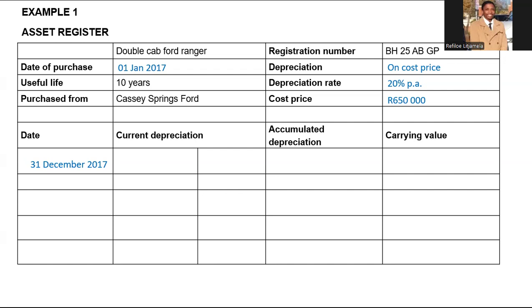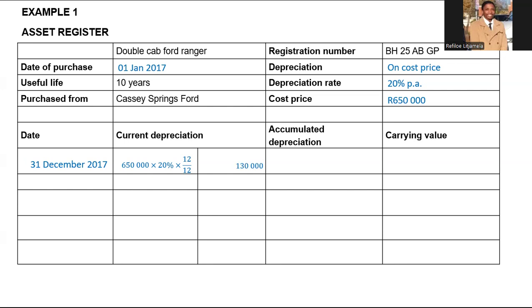Because we have used it for the whole year, we have to depreciate it over 12 months by taking its cost price, which is 650,000, multiplying it by the depreciation rate of 20%, and then multiplying it by 12 over 12, which represents we've used it for 12 months out of the 12 months, which comes from that per annum. Depreciation for the first year of usage will be 130,000.